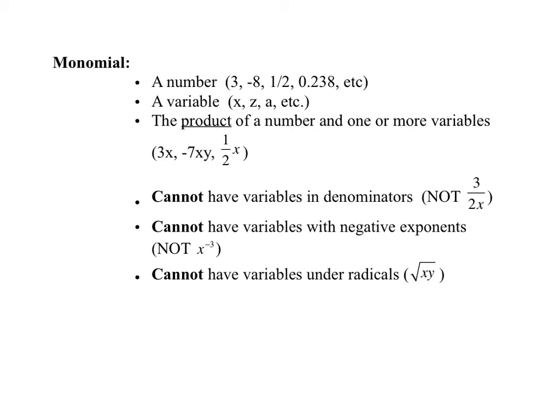We also cannot have, in monomials, a variable with a negative power, and we also can't have the variables under a square root.